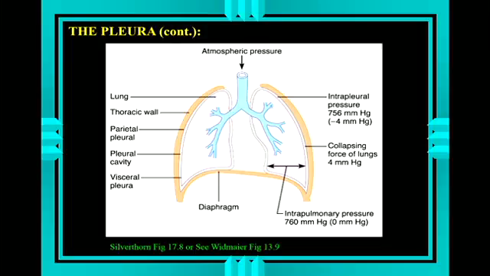Now, if we look at the pressures, we find that the pressure inside the pleura, which we'll call intrapleural pressure, is subatmospheric, a little less than the atmosphere. So it's slightly negative pressure compared to the lungs and the atmosphere. Why? How does this happen? We'll talk about that in the next slide. Why is it important? We'll address that now.